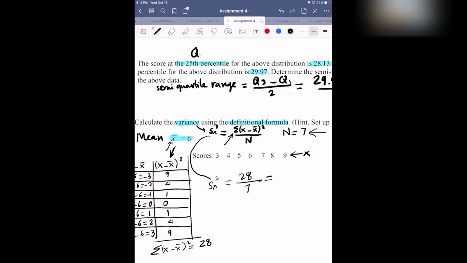Okay, what's your answer, everyone? Can you give me the answer? All right, Jennifer. What is 28 divided by 7? You got it, Leith, Uriel, Angela. You guys got 4? All right, that's 4. So that is the variance that you found using the definitional formula.